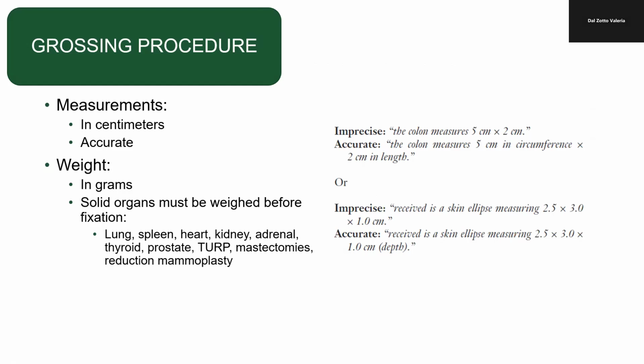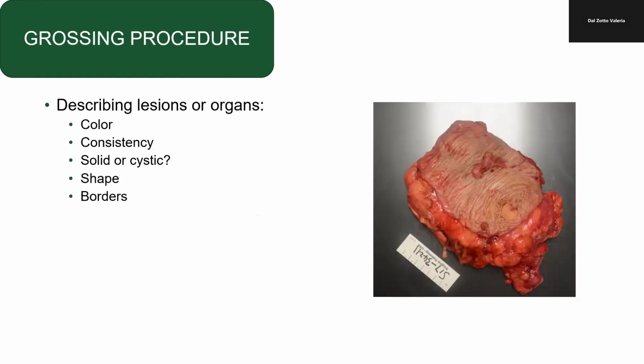And the measurements must be in 3 dimensions, never in 2 dimensions. The exception is the hollow organs: colon, small bowel, fallopian tube. Those are hollow organs that you can measure in length and in diameter. We are going to practice all of this, don't worry. We weigh the solid organs in grams also. And here you have some precise and imprecise examples that we took from grossing books.